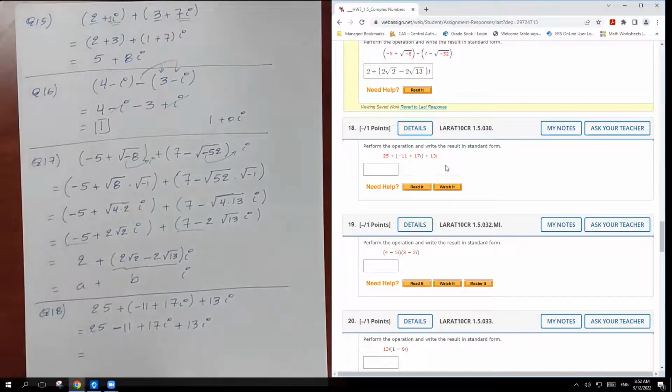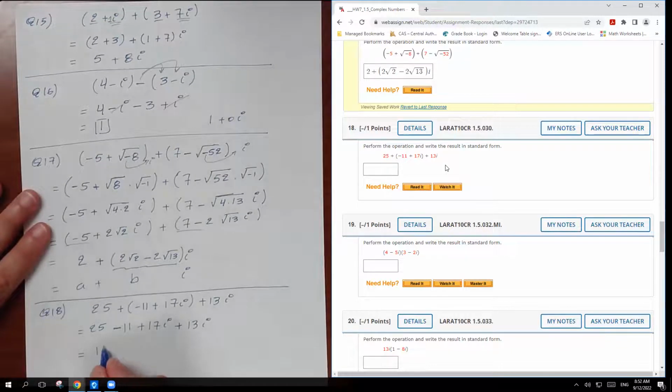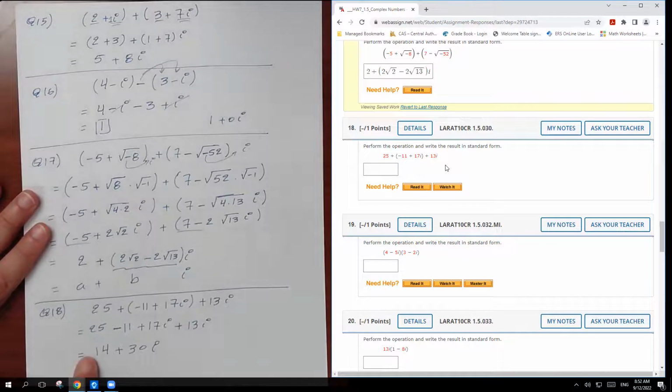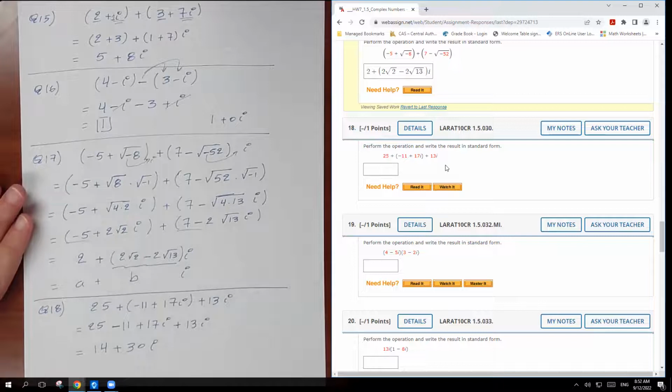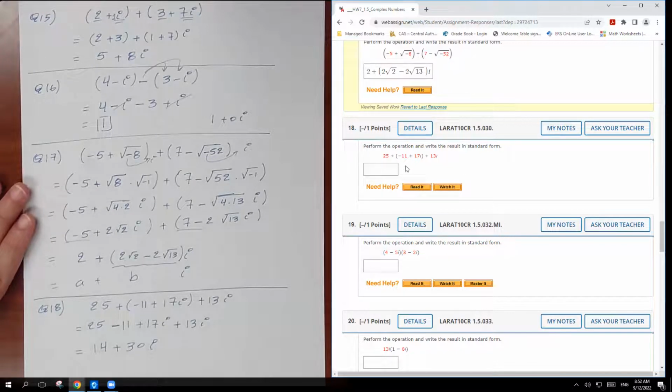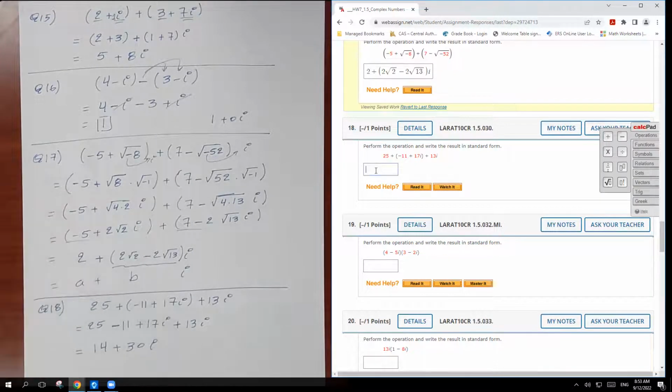25 minus 11 is going to be 14, and add these together. So 17 plus 13 is going to be 30. Here's the i. So that means this is the real part, and here is the imaginary part. So we write down this number of the operation in standard form. Just going to say 14 plus 30i. That's it for this question.